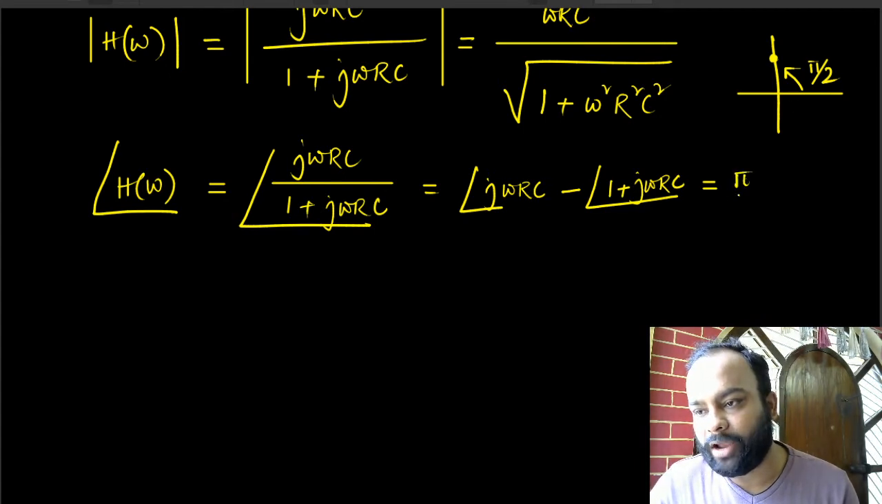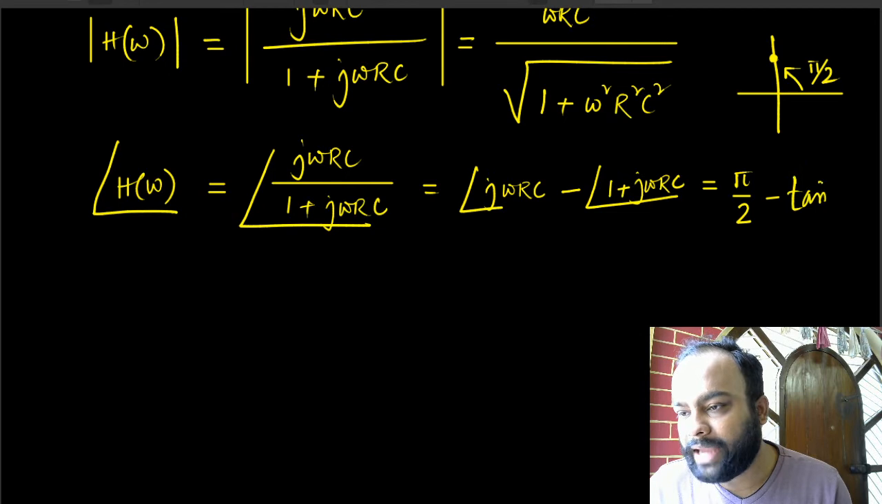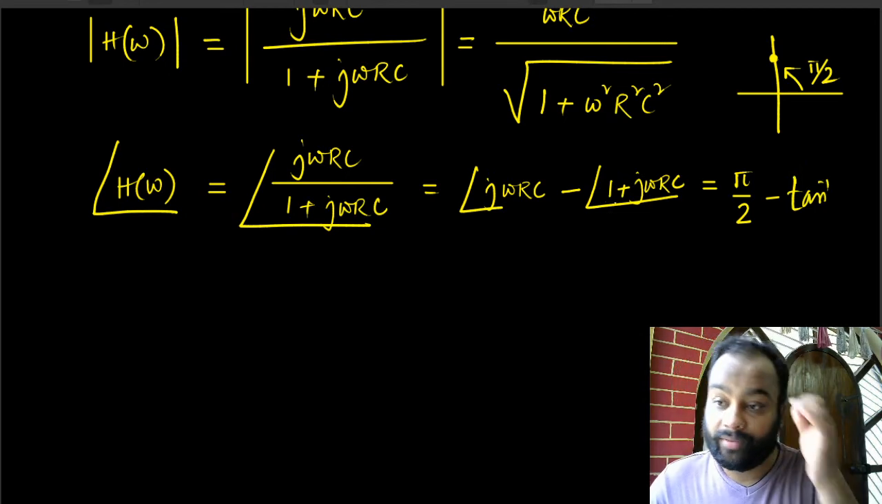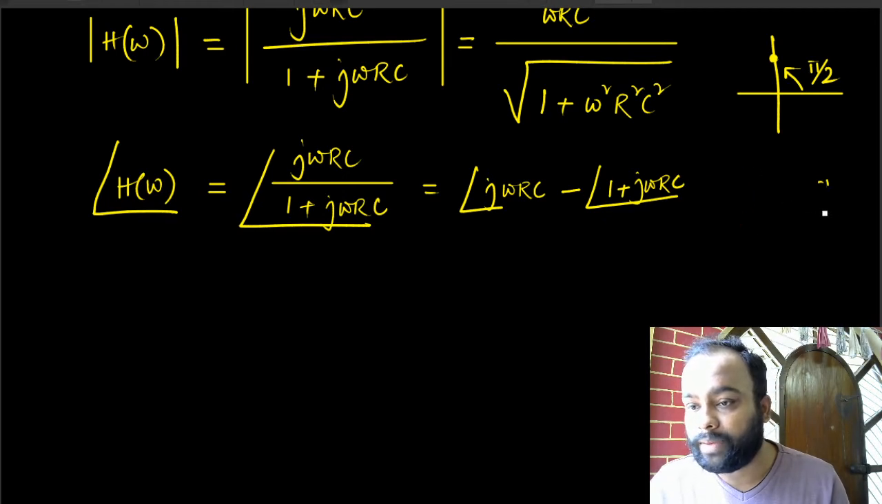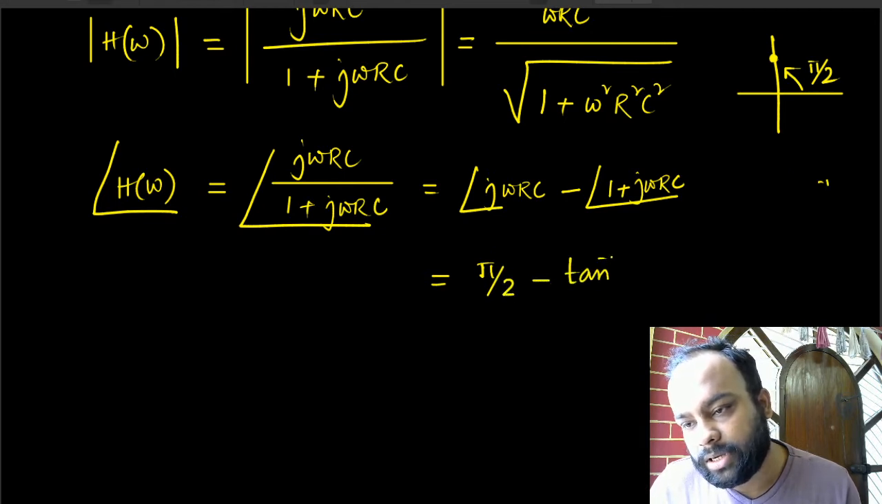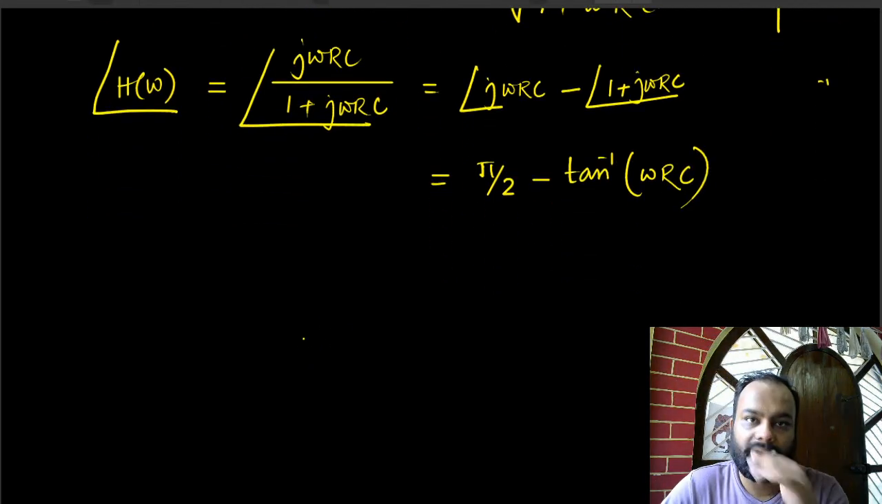So it has an angle of pi by 2 minus, and this is just a complex number, probably in the first quadrant because 1 is positive and omega rc is also considered to be positive. So the angle would be tan inverse y by x, where y is the imaginary part and x is the real part. So that's going to be, let me just write it here. That's pi by 2 minus tan inverse omega rc. All right.